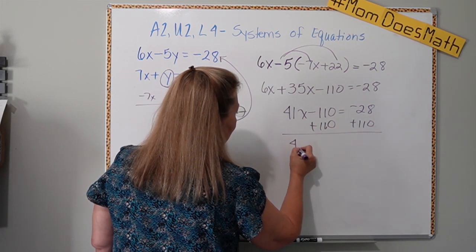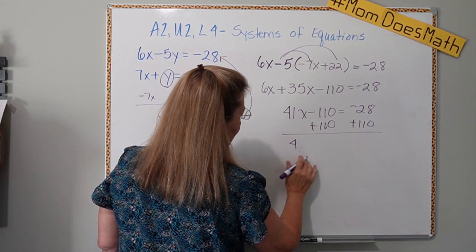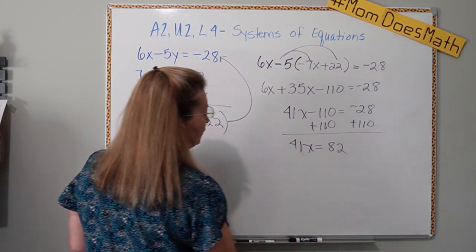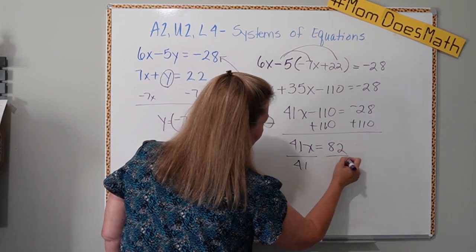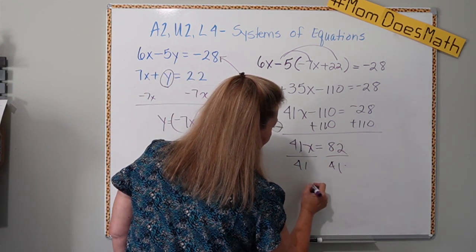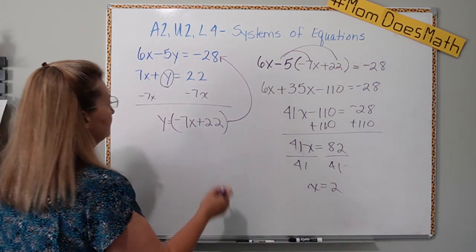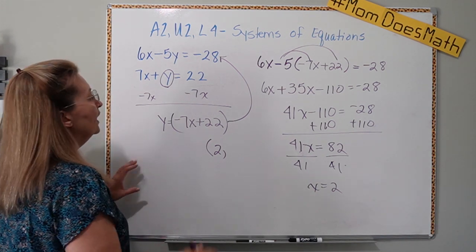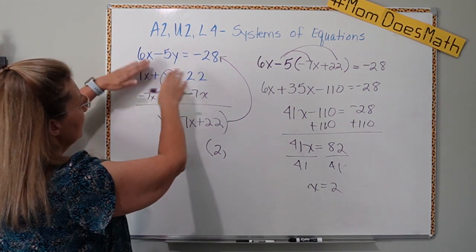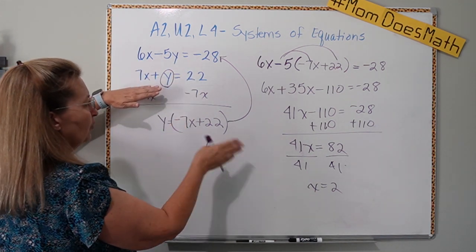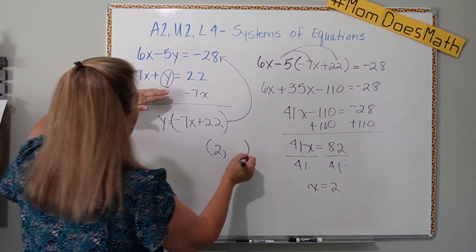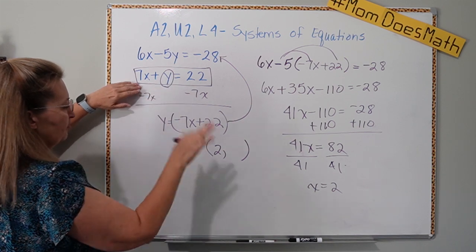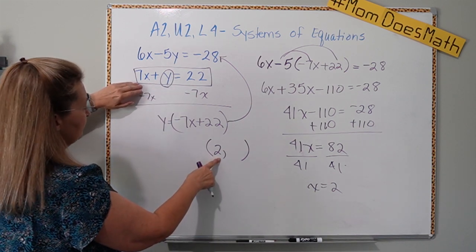So now you have 41x equals 82. Divide both sides by 41, and x is equal to 2. So here's the first number in your ordered pair, 2. Now to find the y, we go back up here into either equation and we're going to substitute that in again. I'm going to pick this one because it looks a little simpler to solve, but they'll both work. And I'm going to substitute this 2 in.